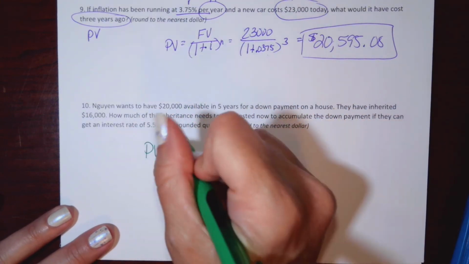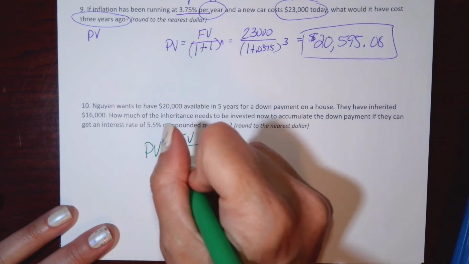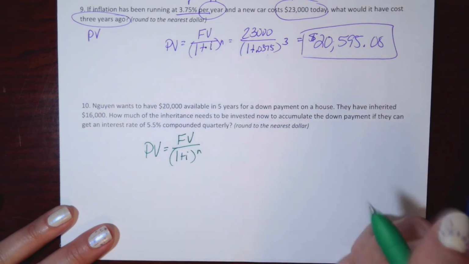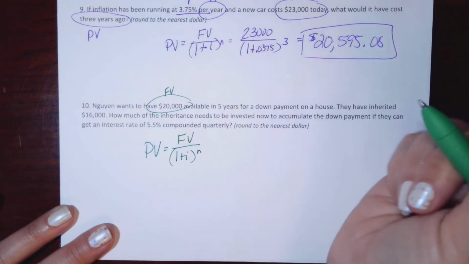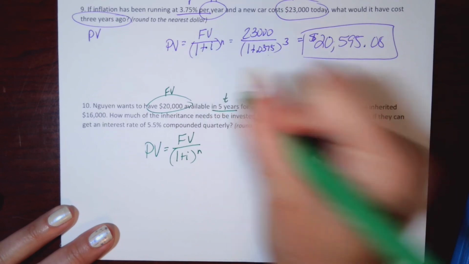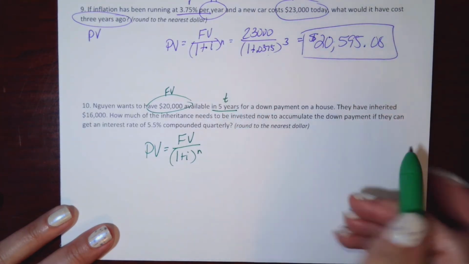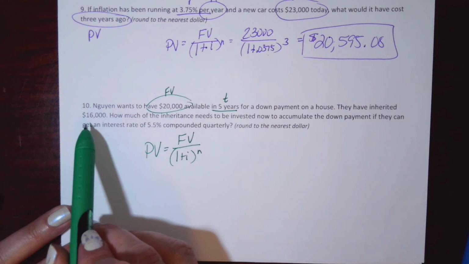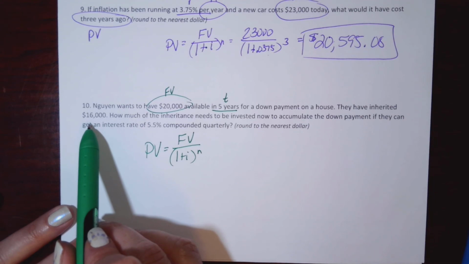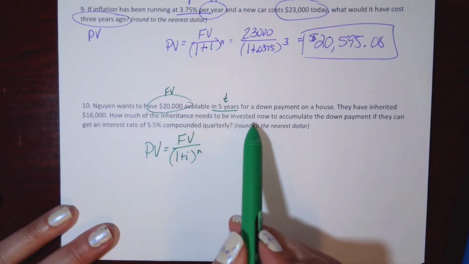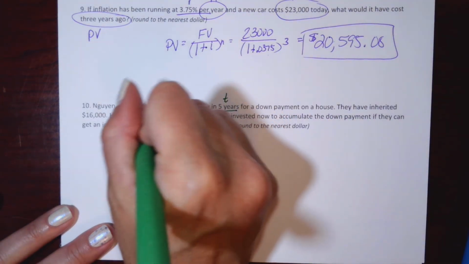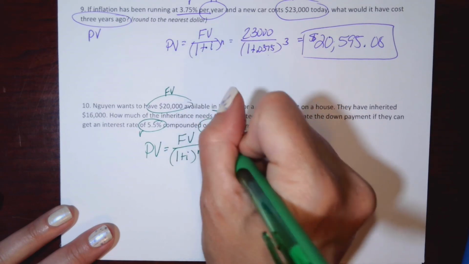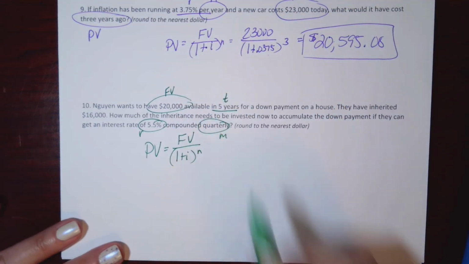How much do they need to invest to end up with a future value that they are interested in having? So they want $20,000 available in the future. 5 years, that's T. This inherited $16,000 just means hopefully it's going to be less than their inheritance. That's not going to end up as part of our calculation. How much of that inheritance needs to be invested now to accumulate this $20,000 down payment if they can get an interest rate, there's R, compounded quarterly, there's M, and we've got 5 years as T.